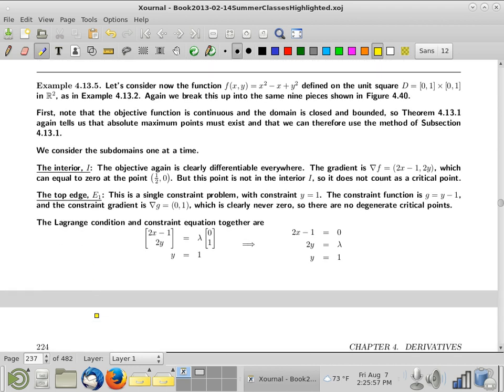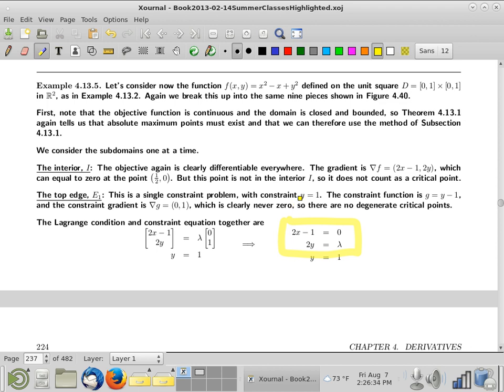Maybe I'll just do some of these. Let's take the top edge. So there's a single constraint. So this is a Lagrange problem. There's the constraint. There's the equation describing those points. So that's the function. That's our gradient function. Here's the constraint gradient. And our objective gradient. If it has to be some multiple of that constraint gradient, then you get these 2 equations.